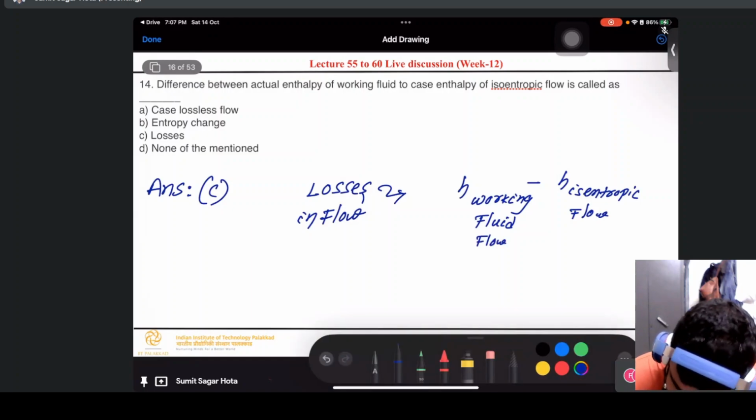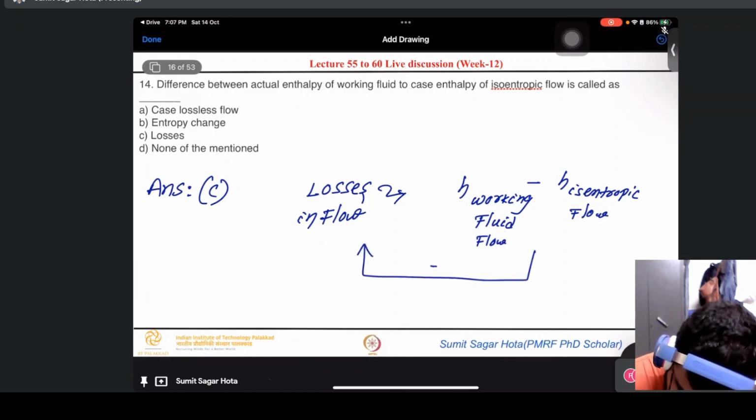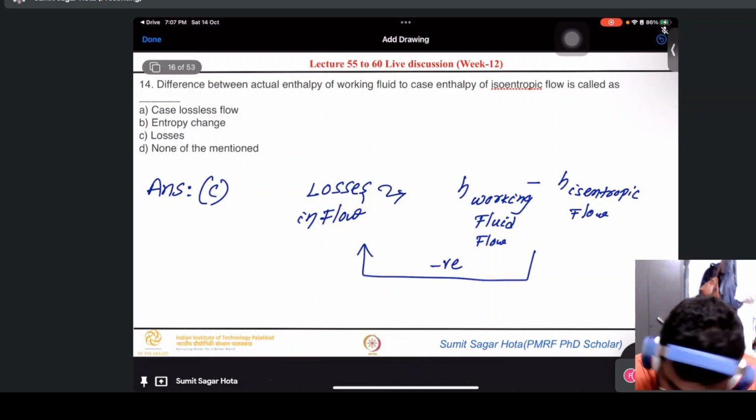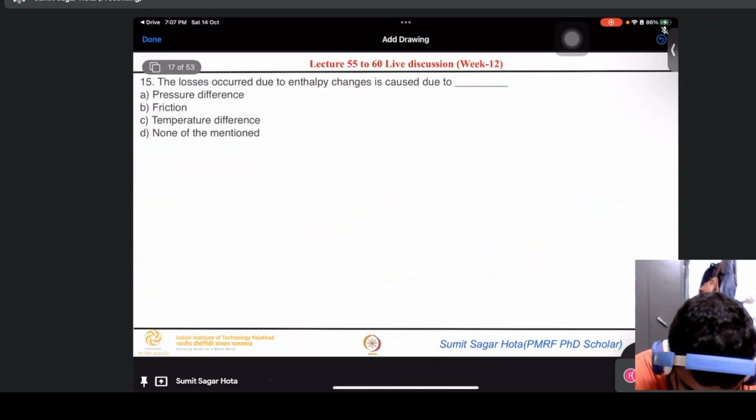Maybe because why will this be? Because if you take the working fluid minus the isentropic flow, you get the sign as what? Negative. Okay, the loss is always negative. The losses occur, the enthalpy change is caused due to what? Okay, loss is always caused due to what? Friction.